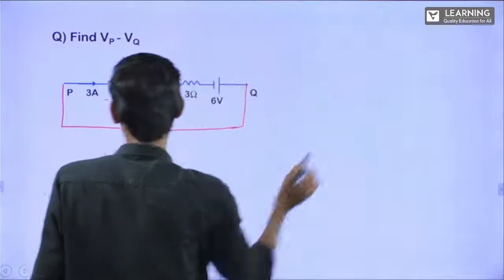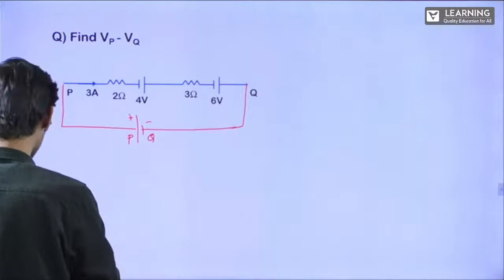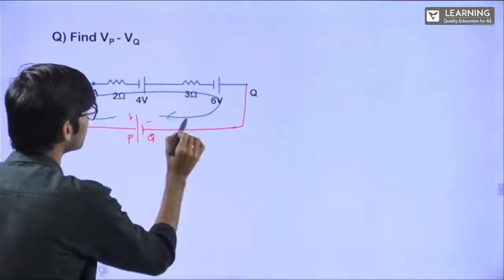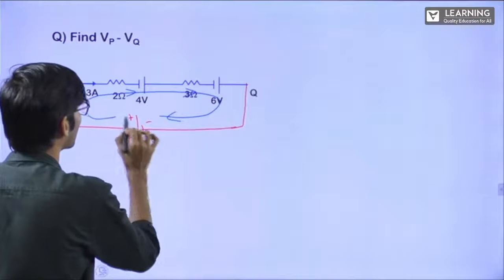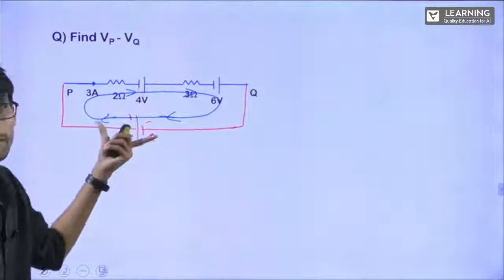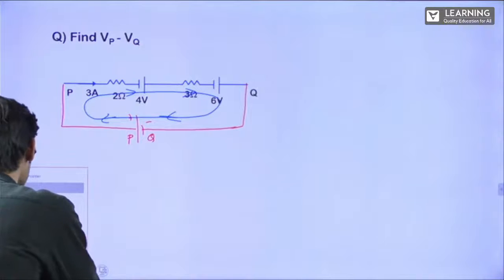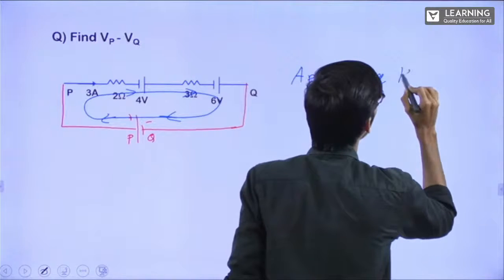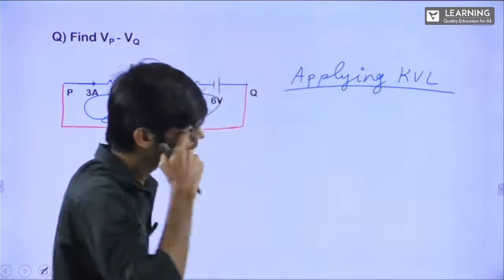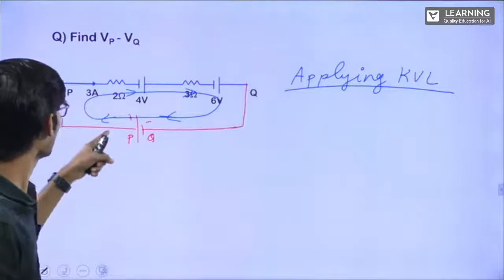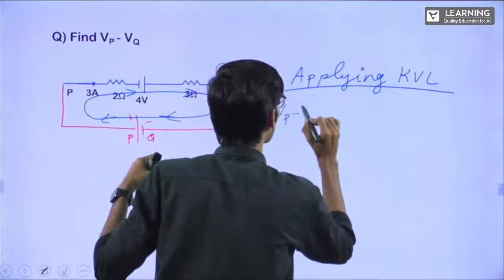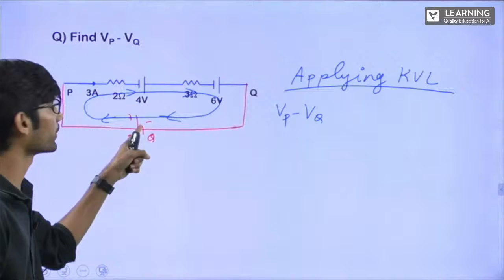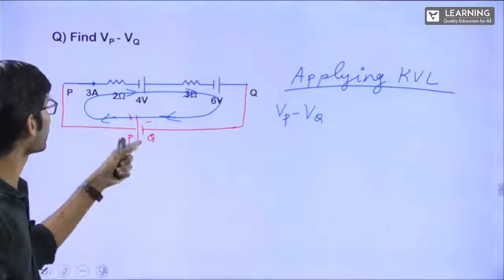So now from here, can I write for the loop? See, the loop is completed. Now if I take one loop, just like this, I'm taking a loop like this, okay? Now for this loop, let me write applying KVL. Now see, this is Vp minus Vq. From here, Vp, or you can just go Vp and then come here and write minus Vq. That also you can do, okay? I'm writing Vp minus Vq.